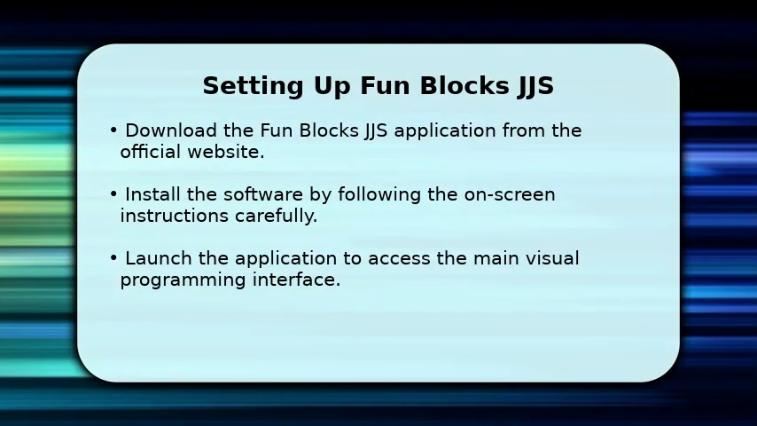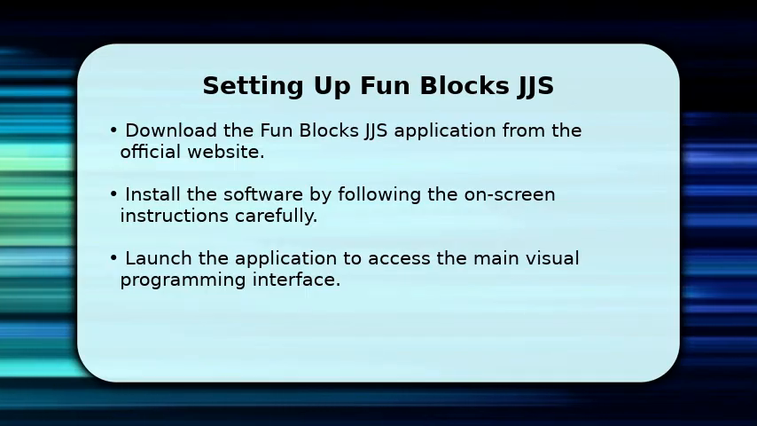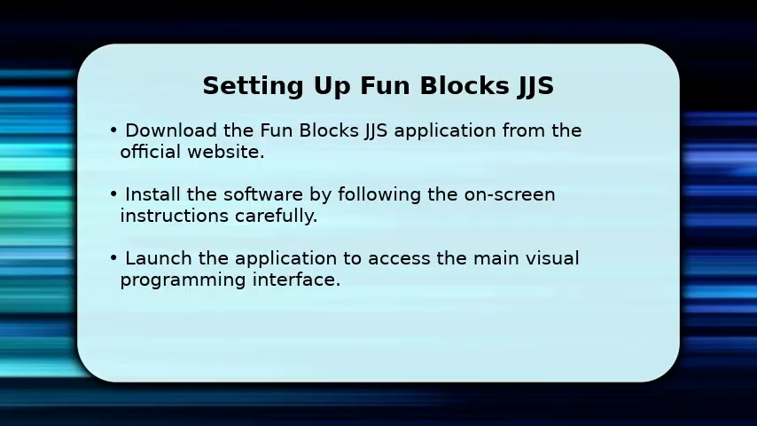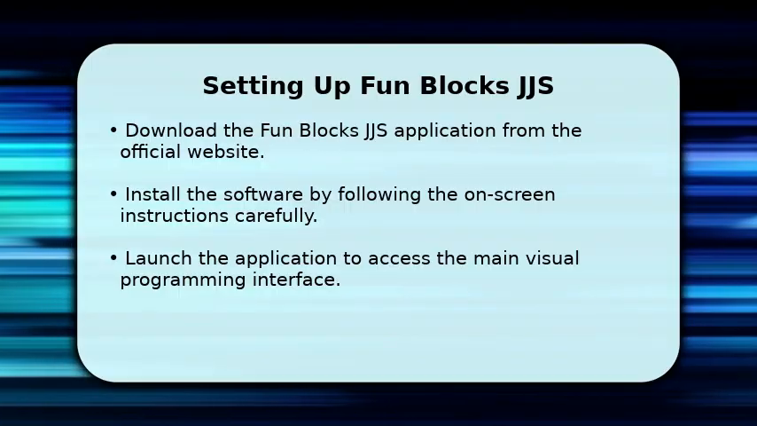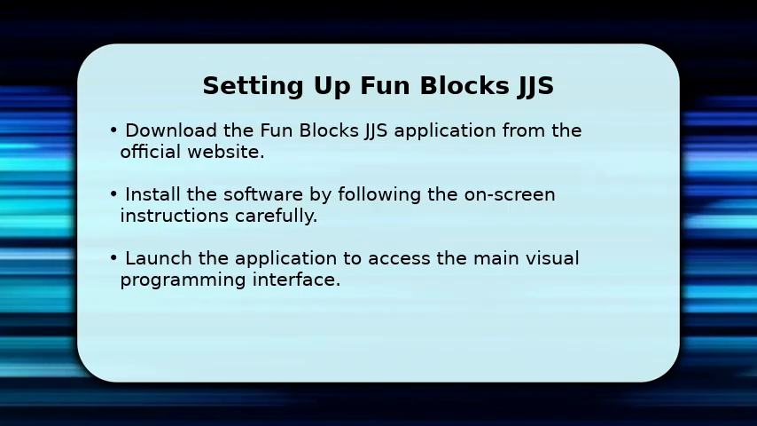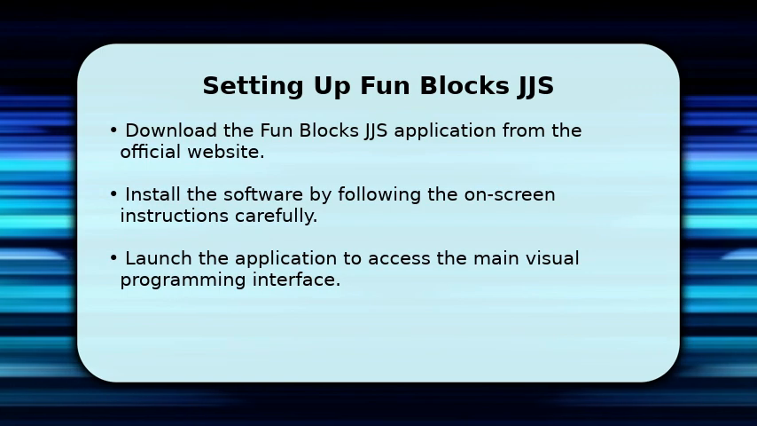To get started, first download the Fun Blocks JJs application, which is typically a file of about 50 megabytes. Once downloaded, run the installer and follow the simple, step-by-step instructions. The installation process usually takes less than 2 minutes. After successful installation, launch the application. You'll be greeted by the intuitive workspace, ready for your first project. Make sure your computer has at least 4 gigabytes of RAM for the best experience.